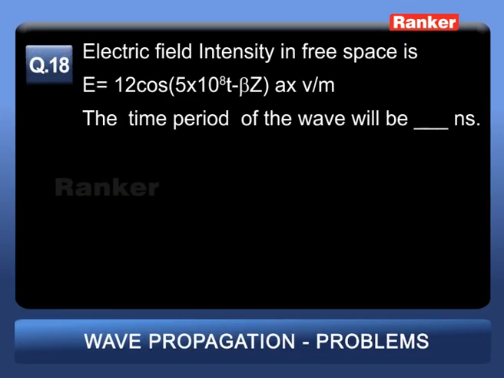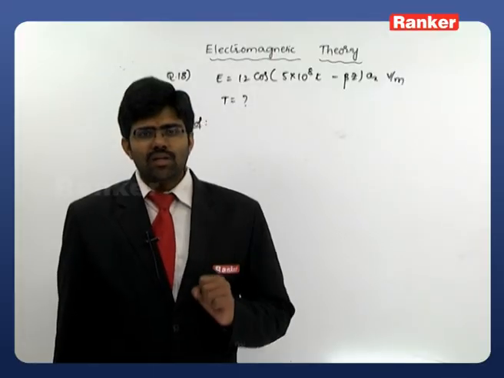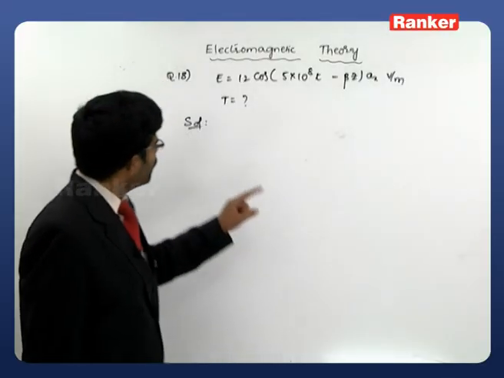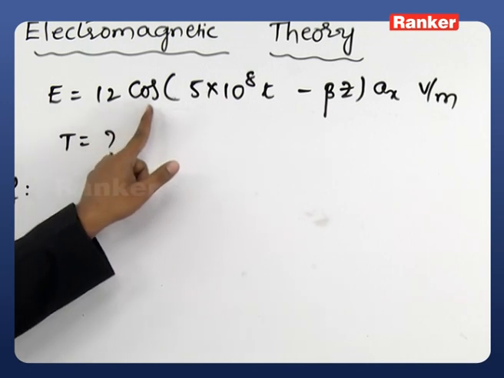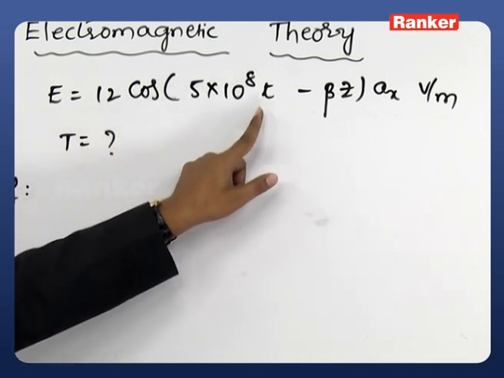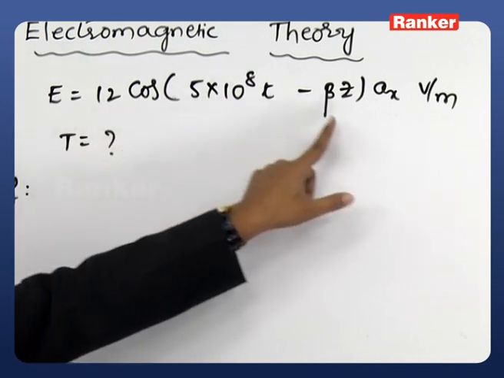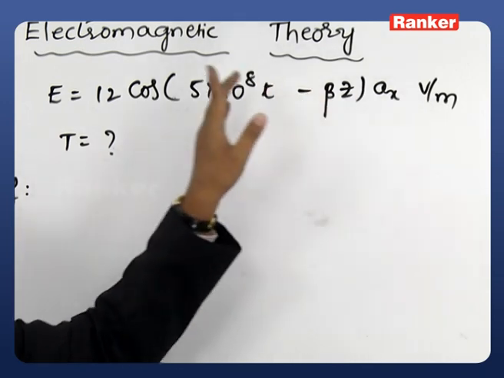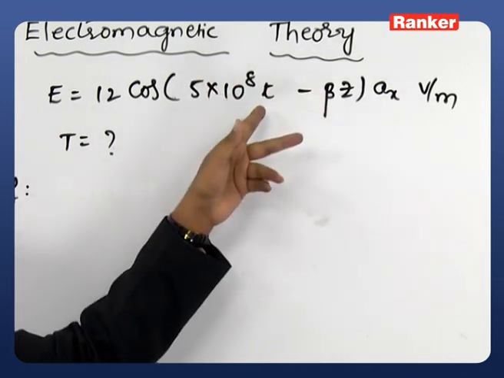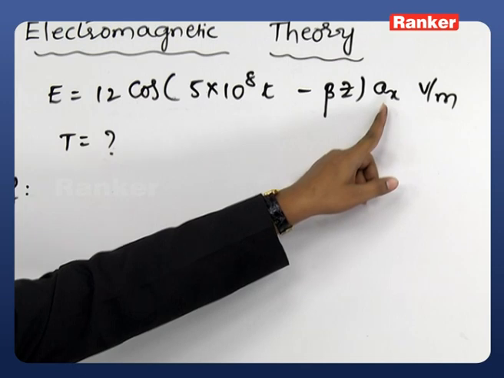The electric field intensity in free space is E equals 12 cos (5 into 10 power 8 t minus beta z) ax volt per meter. The time period of the wave will be dash. Here the electric field intensity equation is given to us: E is equal to 12 cos (omega t minus beta z) ax volt per meter, where the omega value is given. Clearly it is traveling in the positive z direction and it has a component in the x direction.